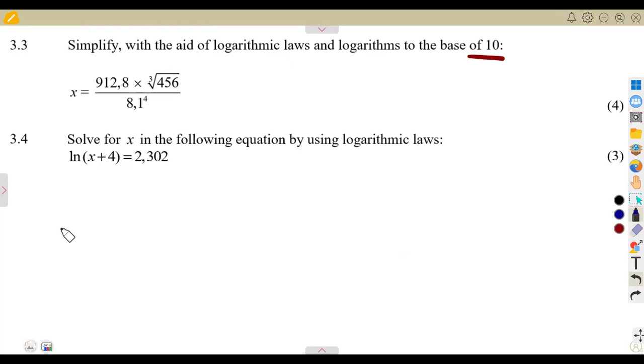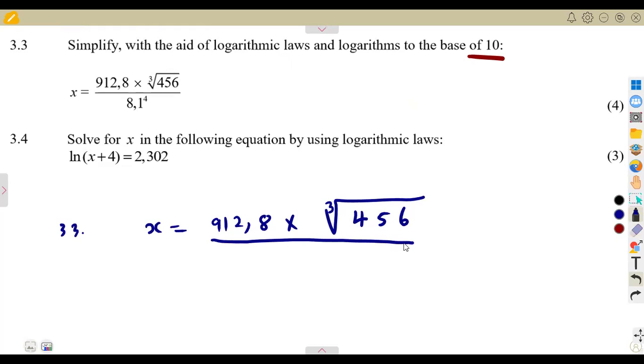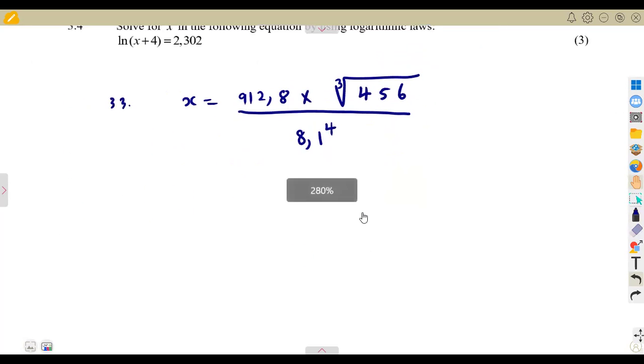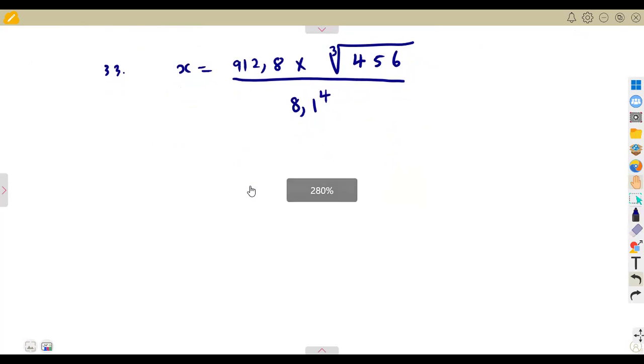How do we find the value of x, 3.3. X is given as equal to 912.8 times the cube root of 4, 5, 6, everything over 8.1 to the exponent of 4. This is what you're given there, and you're asked to simplify this. So this is what I want you to understand.